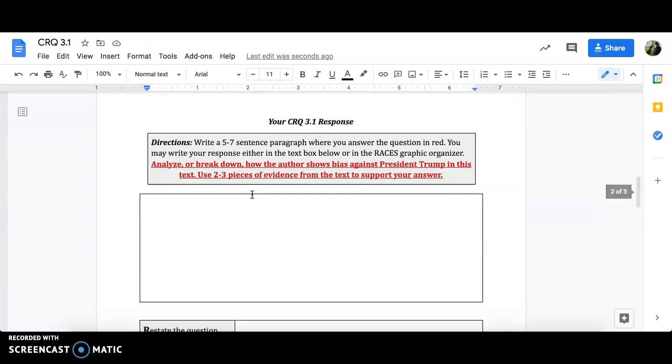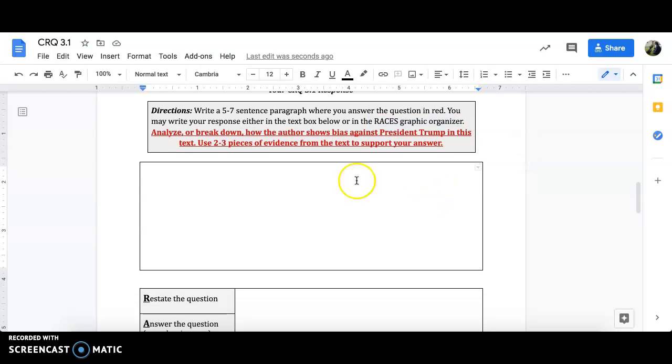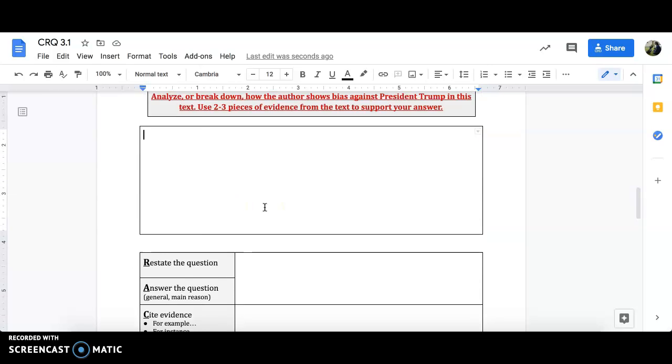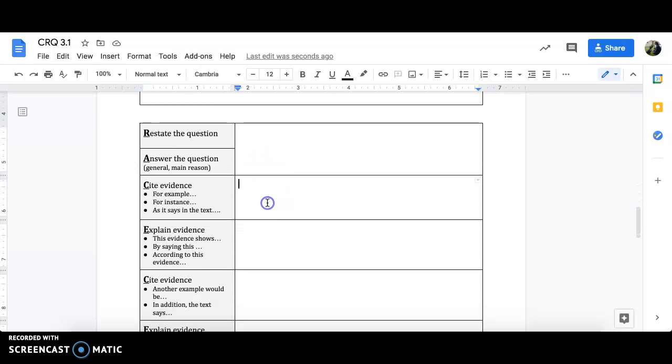Now, when you get to the end, the next page, here's where you're going to write your CRQ. So I'm looking for a 5 to 7 sentence paragraph where you answer this question. Okay, you should write it in the RACES strategy, and it should have 2 to 3 pieces of examples or evidence from the passage. Now you have an option. You can either just type it directly in this box as you want, or if you feel like you still need a little bit of help with that RACES strategy, you can use your graphic organizer here.